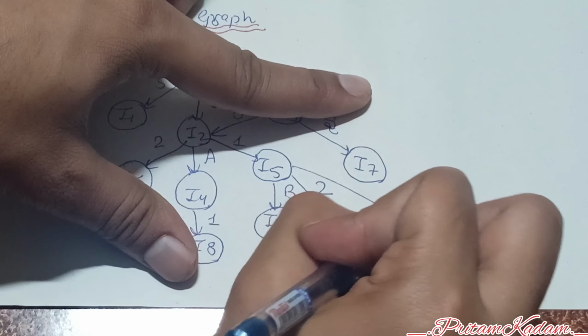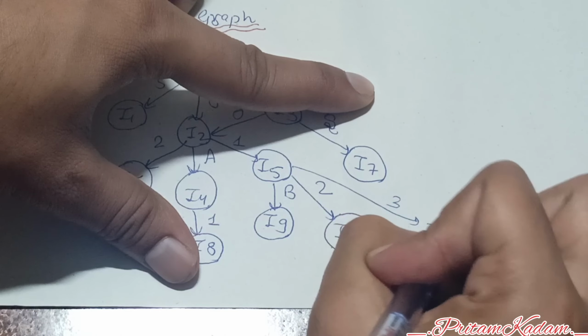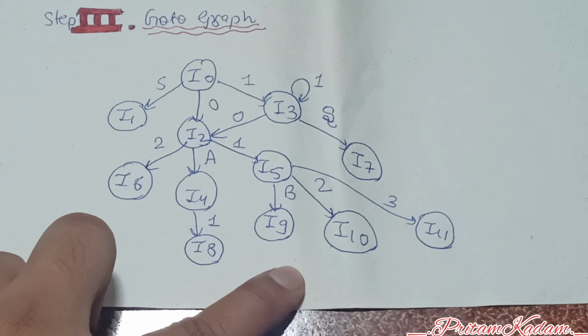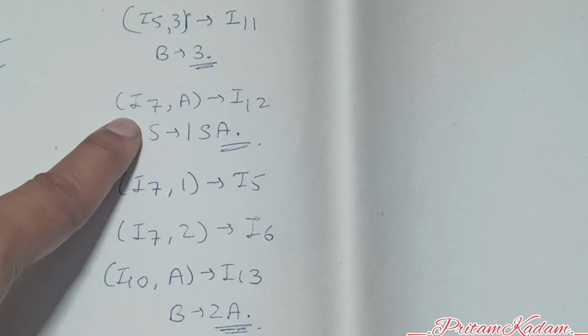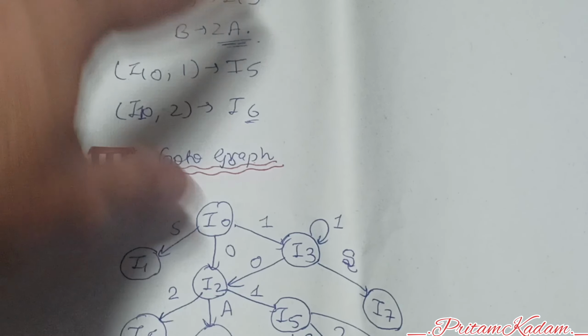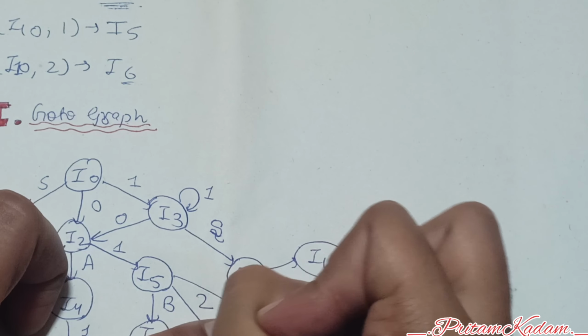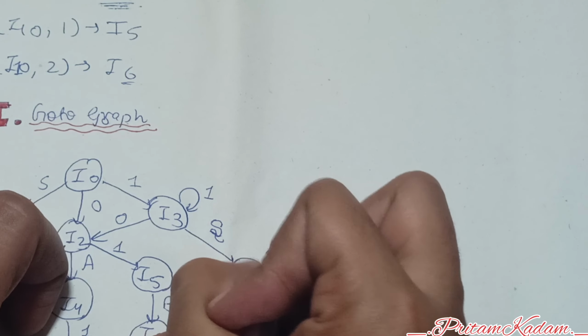So on passing 3 in I5, we got the I11. Okay, so now the next state, on passing A, we got the I12. So I12 over here, and then I will write A above the arrow.